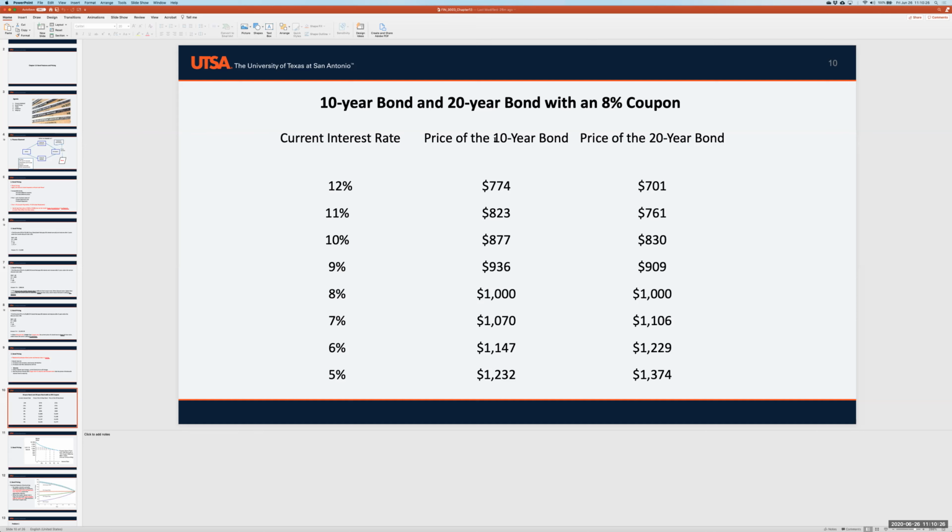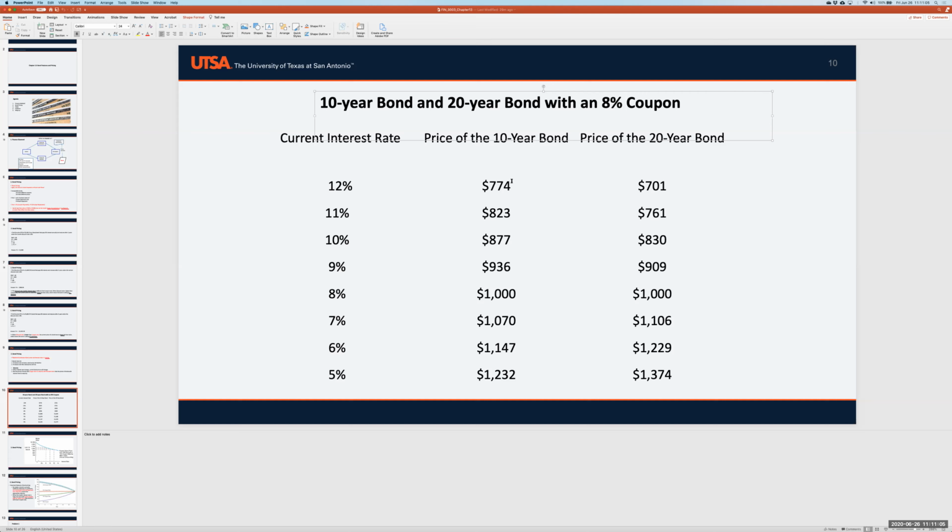For the first bond, we have a 10-year maturity, and the second one is 20-year. They are paying the same coupons, the same coupon rate, 8%. And when we calculate the present value of these coupons, we find the present value of the 10-year bond is 774. And for the 20-year bond, the present value is almost 700.